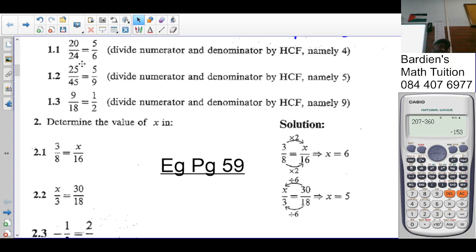25 over 45. 5 goes into both. 5 goes into 25 5 times. 5 goes into 45 9 times. So it's 5 over 9. 1.3 is the example there. We are told you've got 9 over 18. 9 goes into 9 once, 9 goes into 18 twice. It gives you 1 over 2. The highest common factor is 9.